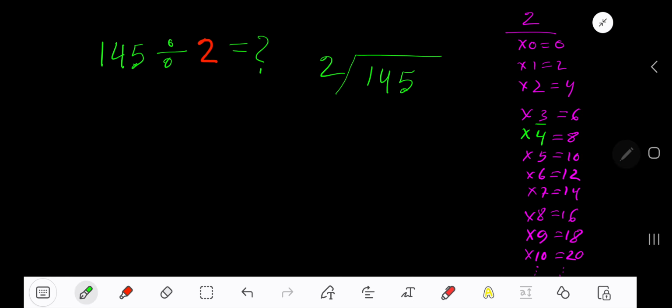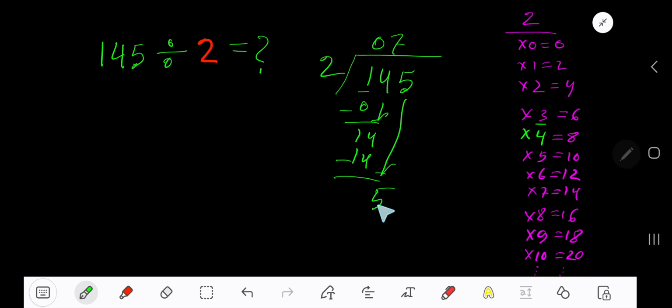This process will continue. 2 goes into 1 how many times? 0 times, as 1 is less than 2. 0 times 2 is 0, subtract, 1, bring down the next digit. 2 goes into 14 how many times? 2 goes into 14 7 times. 7 times 2 is 14, subtract, 0, bring down the next digit.